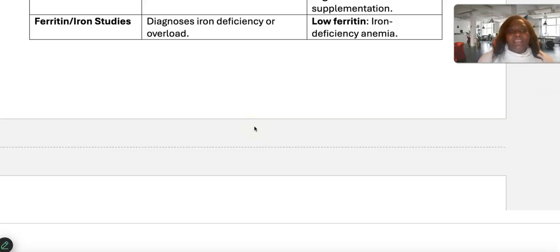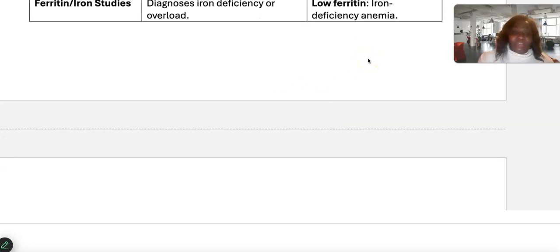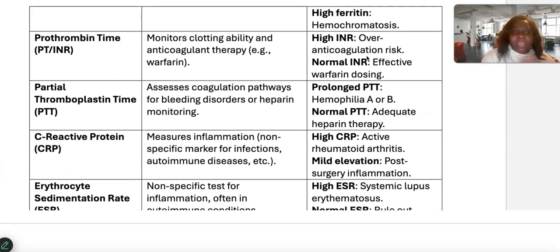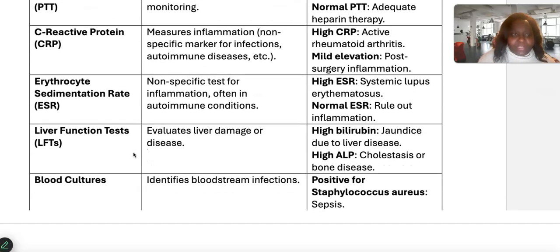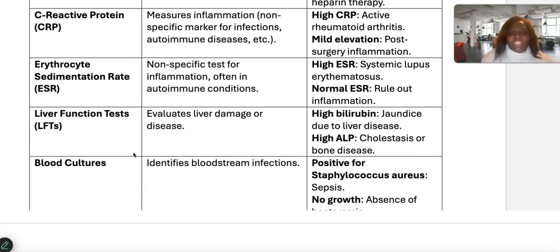What about ferritin iron studies? It is used to diagnose iron deficiency or overload. Low ferritin means iron deficiency anemia. And then we have PT, we have PTT, we have C-reactive protein. I think PTT kind of explains itself. Every nurse and every nurse practitioner definitely knows what PT and PTT is, unless you're not a nurse. Now, we're going to skip that and go to C-reactive protein.